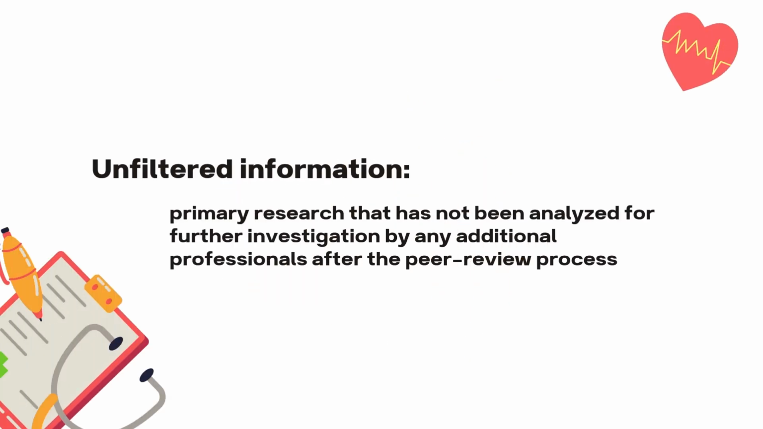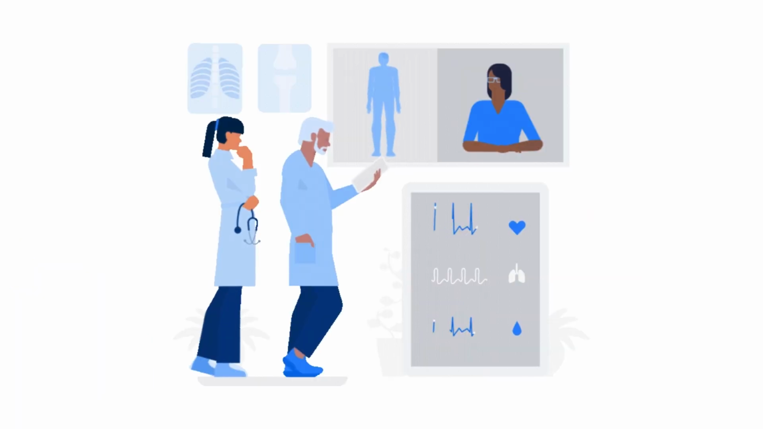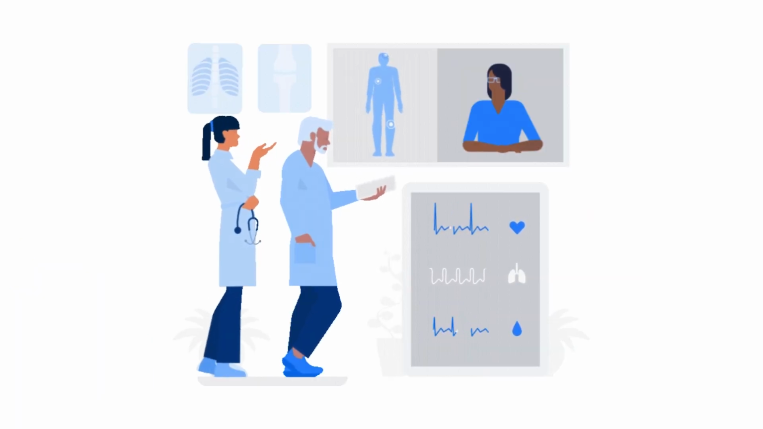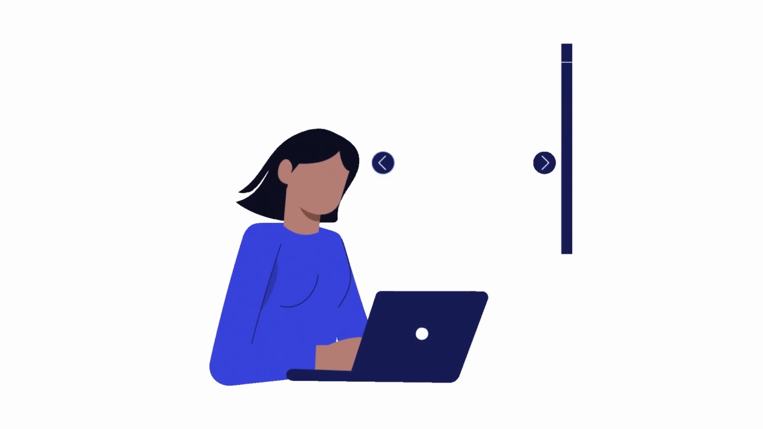Unfiltered information is primary research that has not been analyzed or further investigated by any additional professionals after the peer review process. An example of unfiltered information would be a randomized controlled trial. The trial is conducted, then the article written up, it goes through peer review, and then is published into the world.